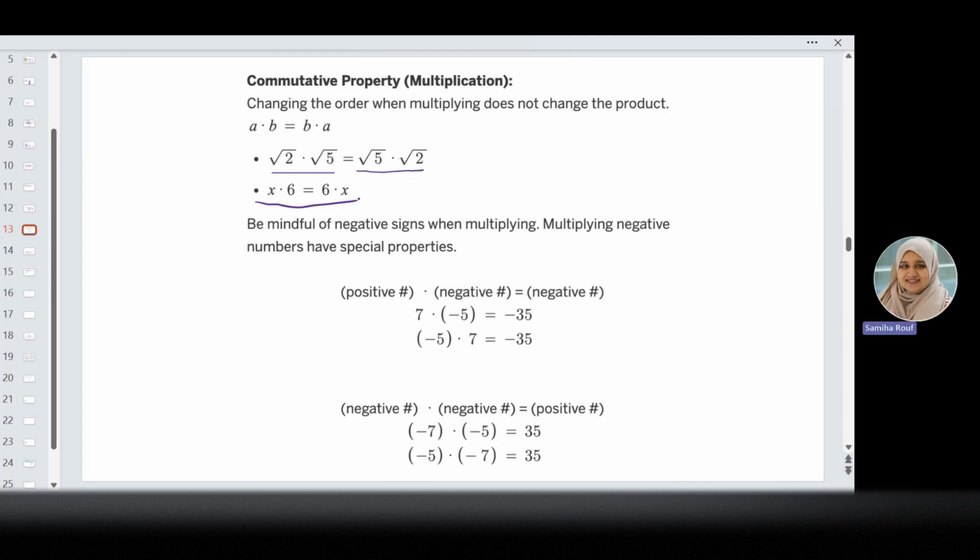Now, again, with multiplication, if you have negatives, there are particular rules on what your final result would be. A positive number multiplied by a negative number would always give you a negative number. A negative number multiplied by a negative number would always give you a positive number. So essentially, when you're moving terms around and doing multiplications, keep track of what's happening to your signs, especially if you're multiplying by a negative number.